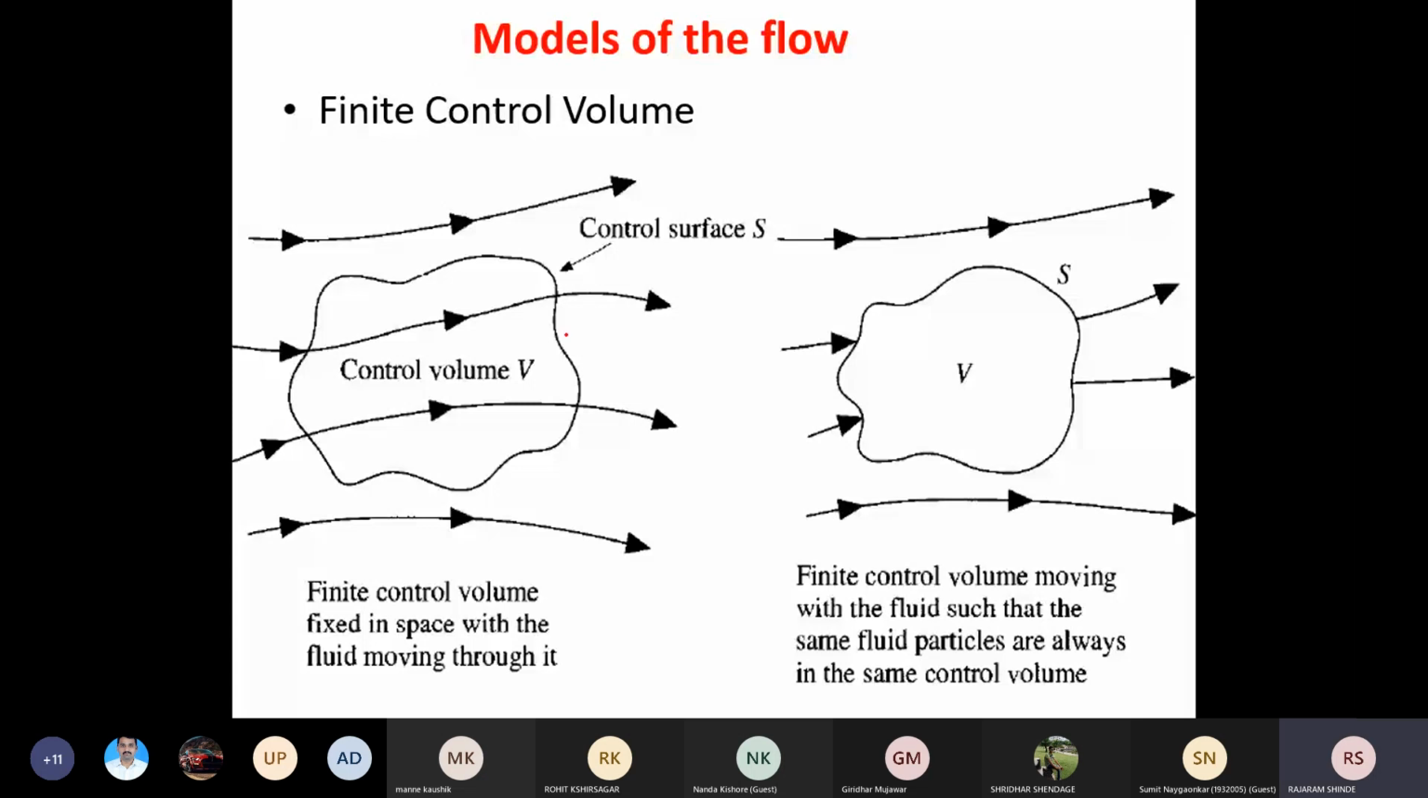In general, the flow field represented by these streamlines is passing through this control volume. That means it is passing through some finite region. It has V as a control volume, and its control surface is defined by a closed surface S, and that closed surface bounds the fluid inside the fixed control volume.